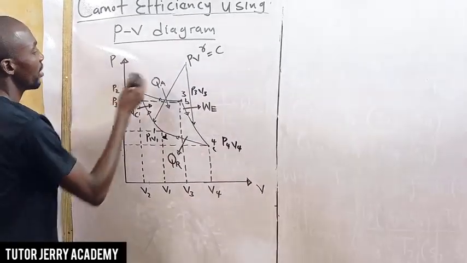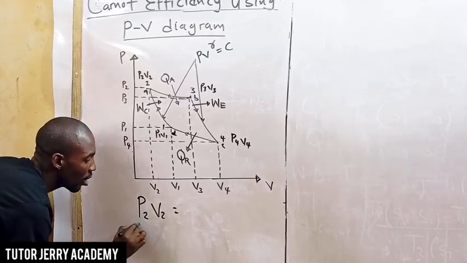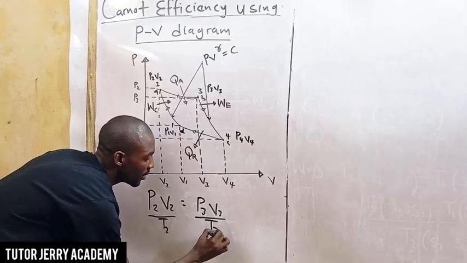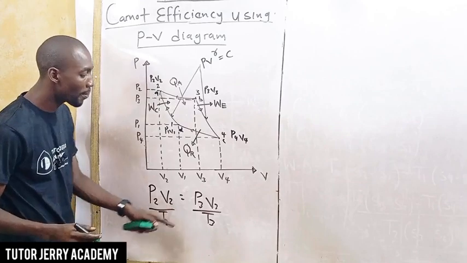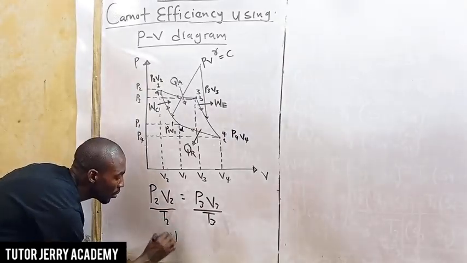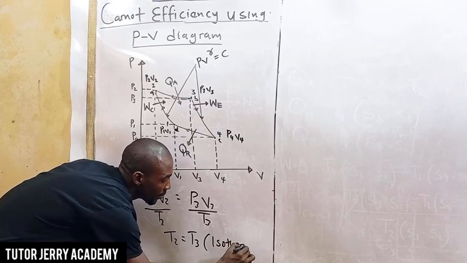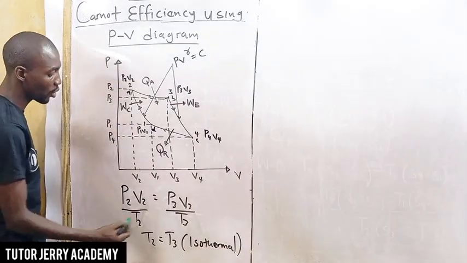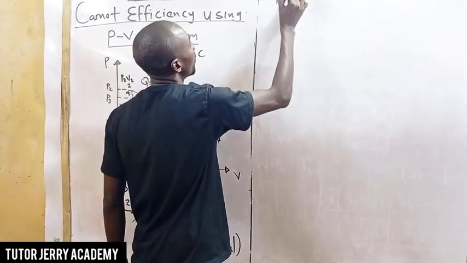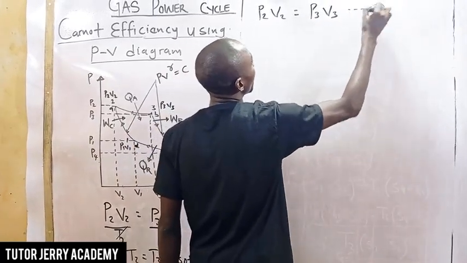Now let's apply this to state 2 and state 3. Here we have P2V2 over T2 equals P3V3 over T3. For an isothermal process, T2 equals T3, so T2 cancels with T3, and we are left with P2V2 equals P3V3. Let's name this equation 1.